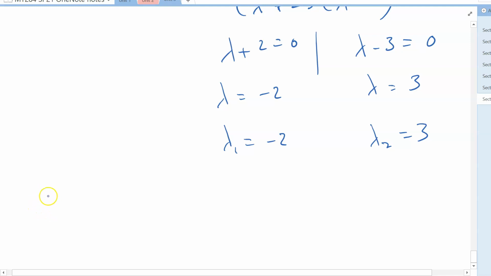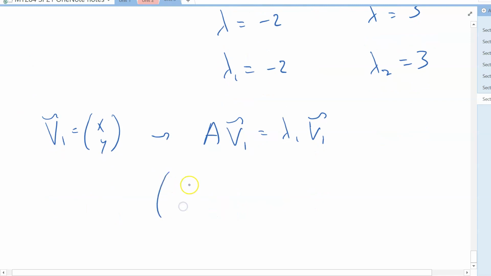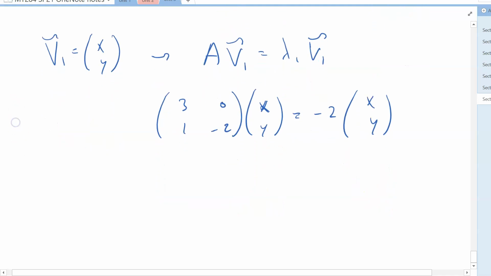So what are we looking for? We're looking for a vector, v1, which we have to figure out, so we're going to call it just a generic vector xy, so that A times the vector v1 is going to equal lambda 1 times the vector v1. Putting in what the matrix is, which is 3, 0, 1, -2 times the generic vector xy, v1, then we get -2 times xy. I'm going to skip right to the system step.